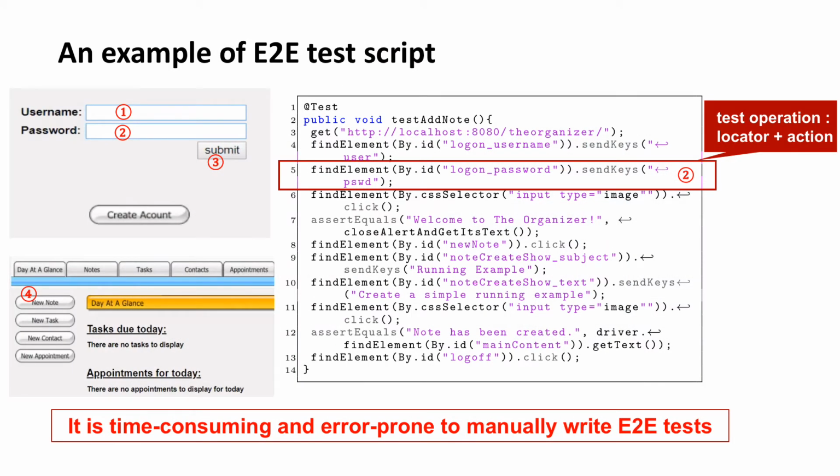Here we show an example of end-to-end test scripts for web application. End-to-end web tests consist of a set of test operations. For each test operation, the locator specifies the position of the target element in the page, and the action simulates the user's action. It can be seen that even for this simple scenario, it's not easy to write correct end-to-end tests manually for the testers, who usually have no programming skills.